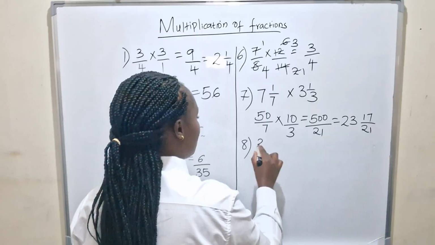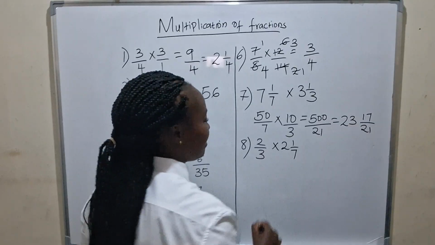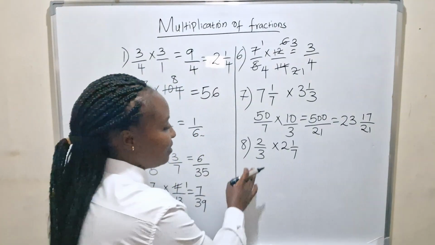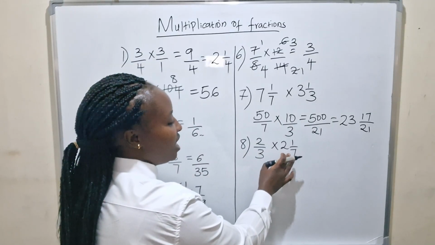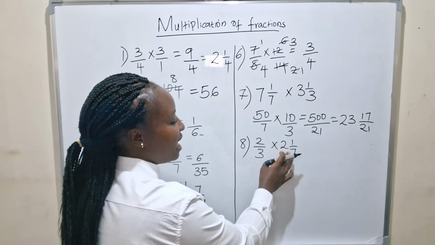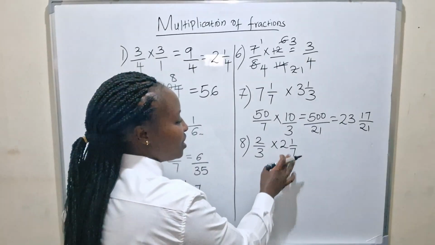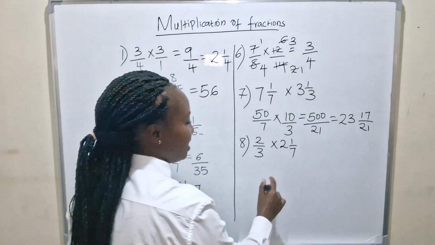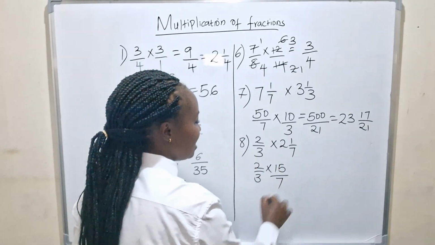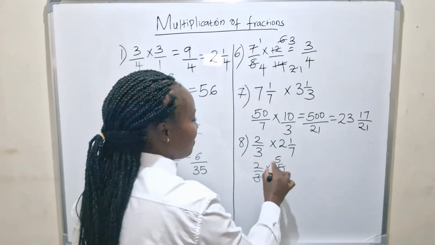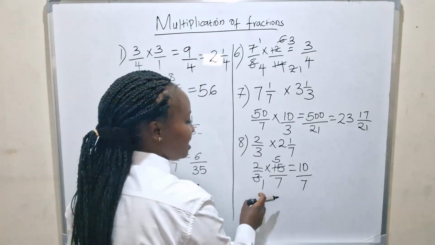Where we have 2 over 3. You multiply by 2 whole and 1 over 7. We have one proper fraction and a mixed fraction. So I said when you're given a mixed fraction, you have to convert it to an improper fraction. How do I do that? So 7 times 2, 14, plus 1, 15. So it's like we are having 2 over 3 multiplied by 15 over 7. So by 3, 1, by 3, 5. You get the answer is 10 over 7, because 2 times 5 is 10 and 7 times 1 is 7.